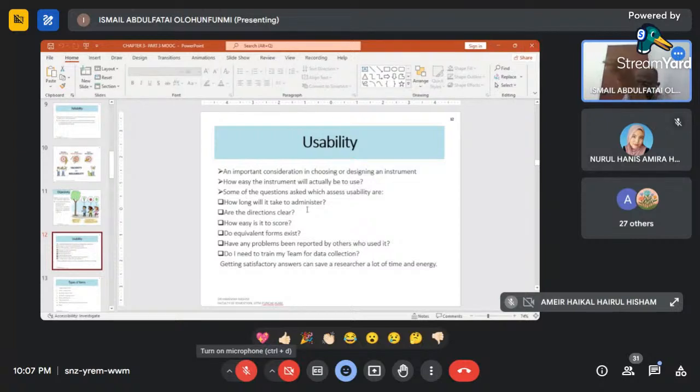So we have four now. We have validity, we have reliability, we have objectivity, and we have usability. So a good instrument must have these four qualities: validity, reliability, objectivity and usability. Is that okay? Yes, sir. Okay, good.